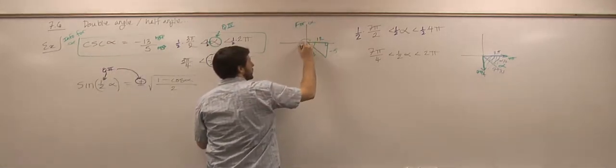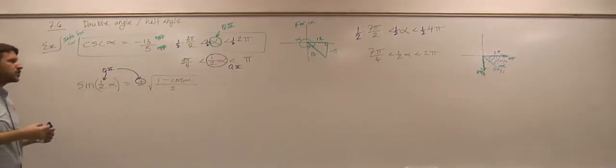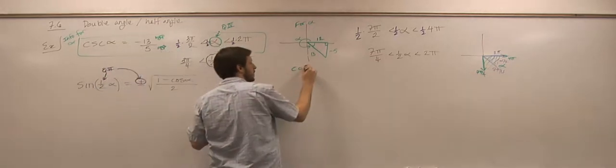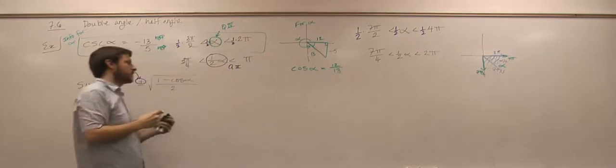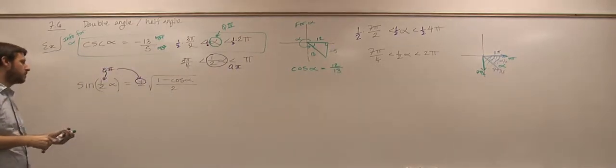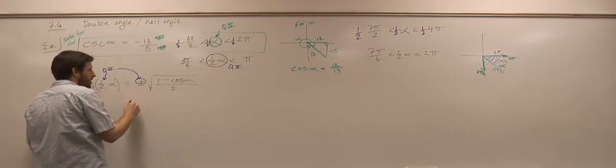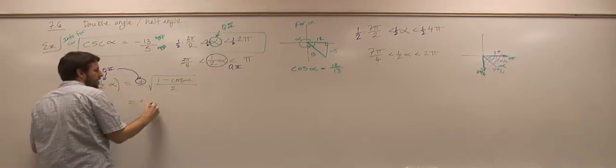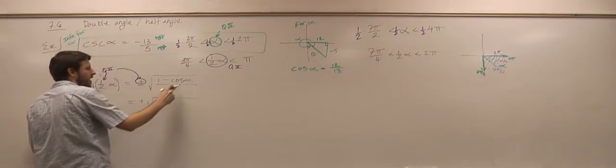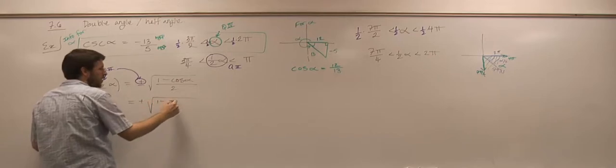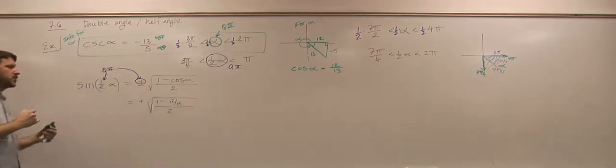Not alpha over 2. And it tells you cosine of alpha is 12 over 13. So you can come back and fill in that missing information now. We have a positive out front, square root of 1 minus, instead of cosine alpha, we put 12 over 13, all divided by 2.